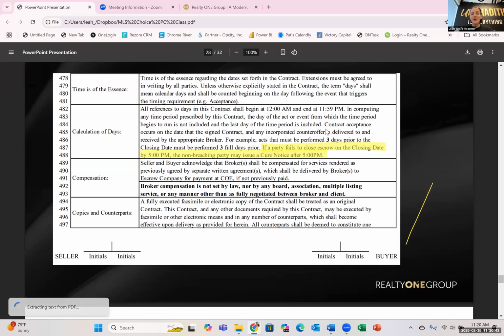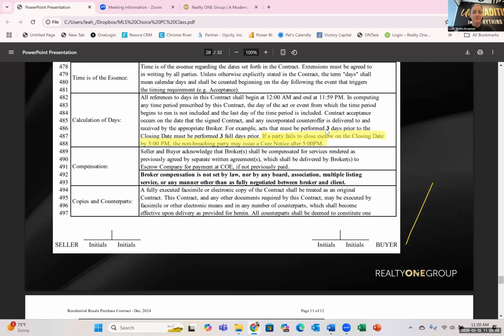Calculation of days. Okay, so I told you that I love this one because it specifies if a party fails to close escrow on the closing date by 5 p.m., the non-breaching party may issue a cure notice after 5 o'clock. I love it. I think that that's something that we should include in all of our contracts, but here it is in black and white.